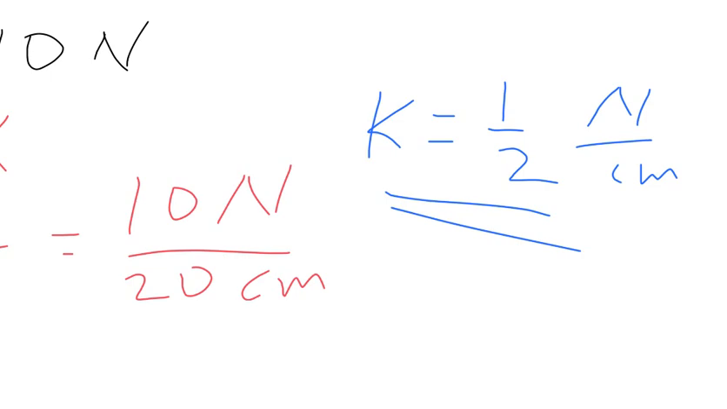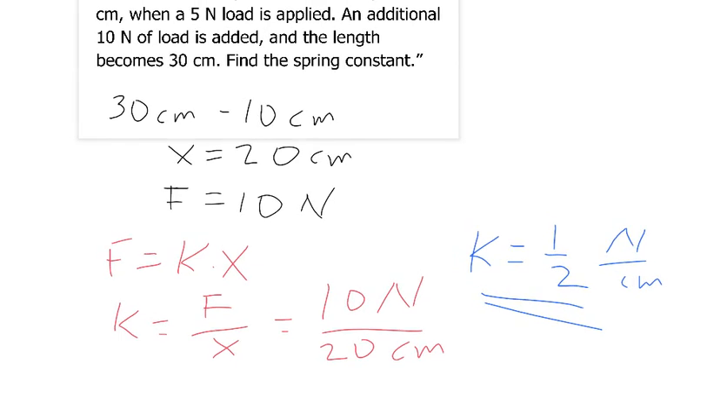So we solved the problem that it asked us to solve, because it said find the spring constant. So there it is, K, spring constant. In this case, when 10 newtons of load causes 20 centimeters of stretching, that means that the constant is 1/2. All right, awesome.